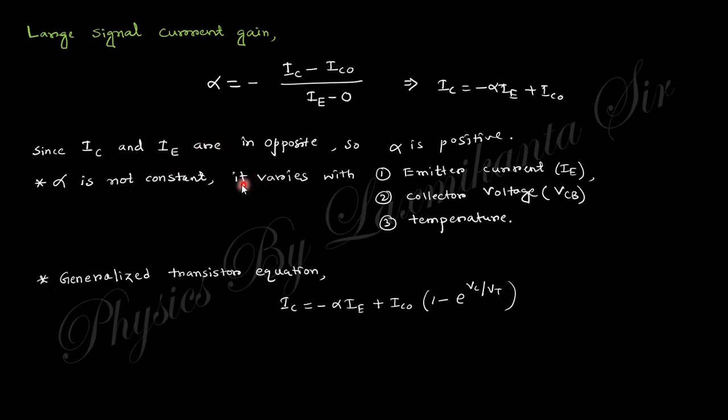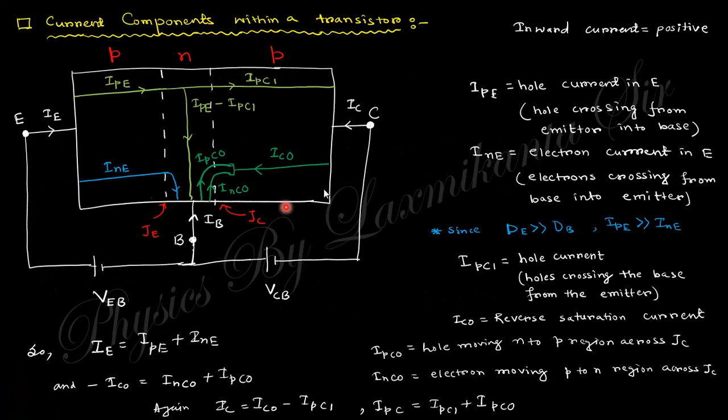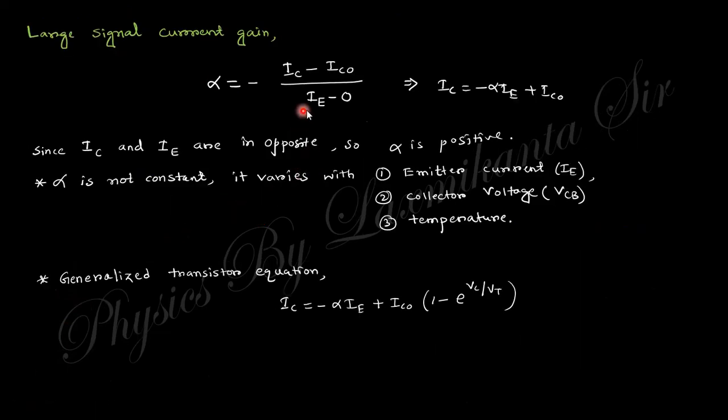So if you define the alpha, that is the output current over the input current, and these are in the opposite direction, IC and IE. That's why we take the negative here. This alpha depends on the emitter current, collector base voltage, ICB, and the temperature. Upon these three things, this alpha value changes.